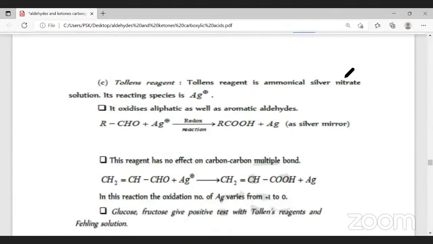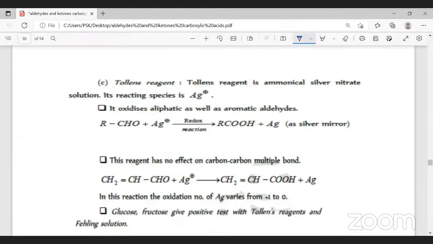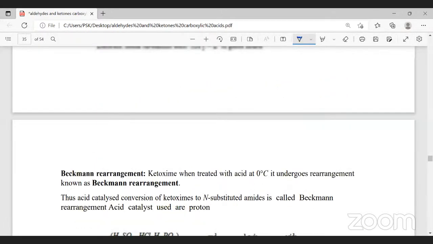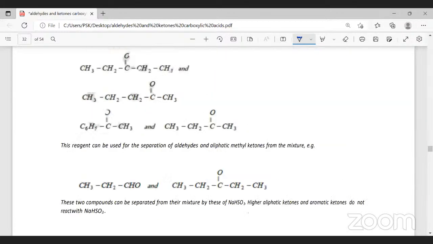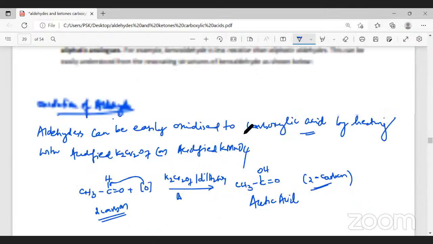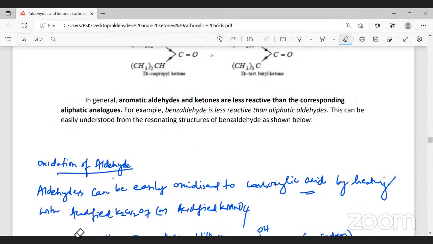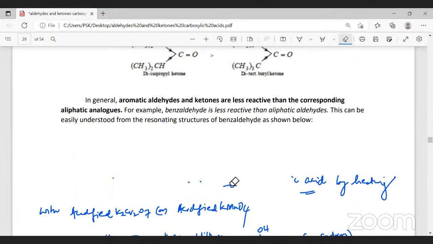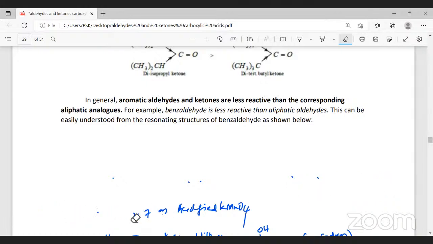Now coming to some of the oxidation reactions. Can you see the screen? Yes, sir. Now some more reactions we have to learn. So I'll erase and write and explain because I am not satisfied with the material there. With organic reactions, if we write, we understand better.